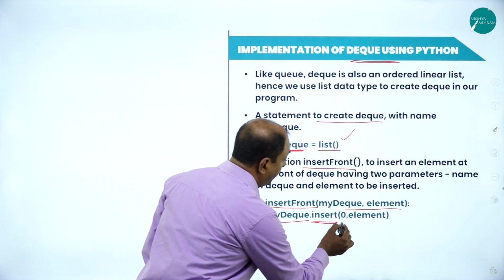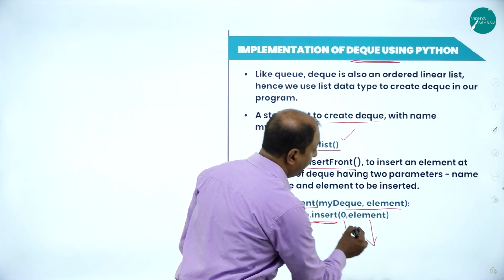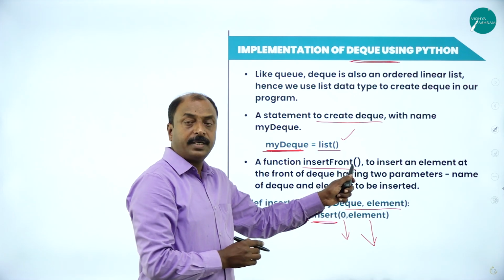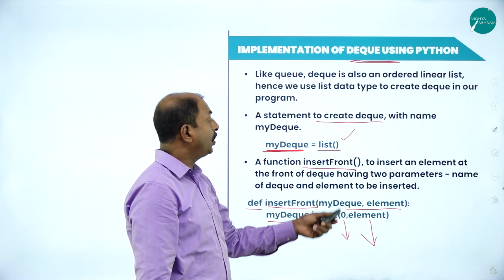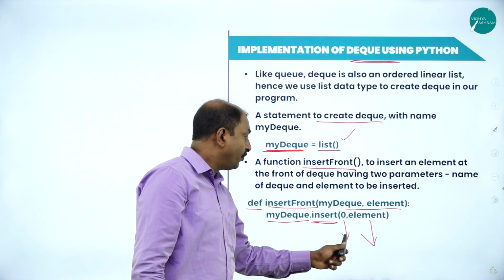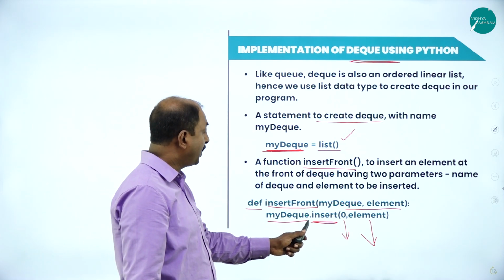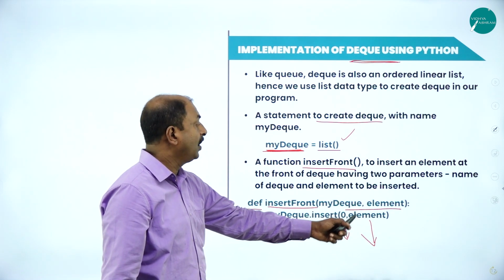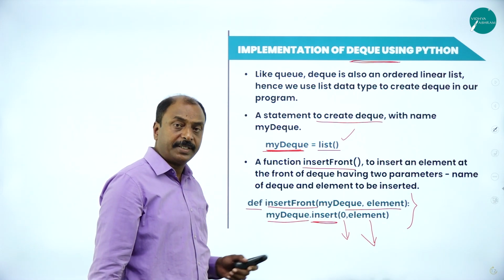Here 0 is the index and element is the new element to be inserted, because at 0 is the front. In the front pointer, the index will always start with 0. So if you want to insert at the front, insertion should take place at the front pointer, whose index is 0. So this is my_dq.insert(0, element). This is the syntax for defining a function for insertion at the front pointer.